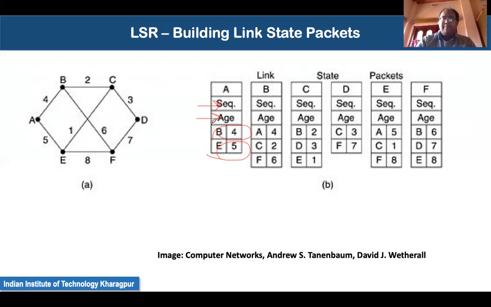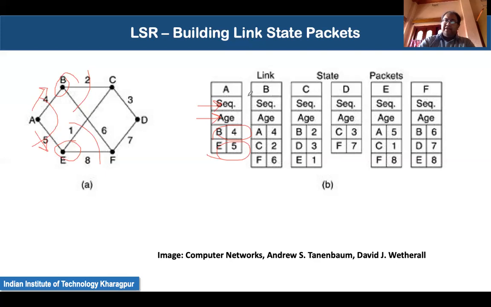The way it happens is that A first computes its link state packet with the link state information that it has a link to B with cost 4, and it has a link to node E with cost 5. Then A will broadcast that information. B and E will receive that information. When B and E receive it, they are also going to broadcast that information to their outgoing links. That way, this particular link state packet will reach all the nodes in the network.